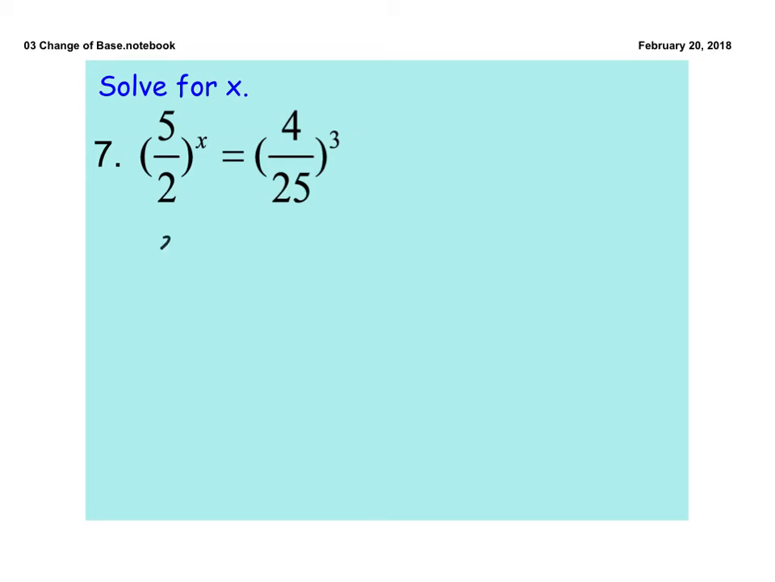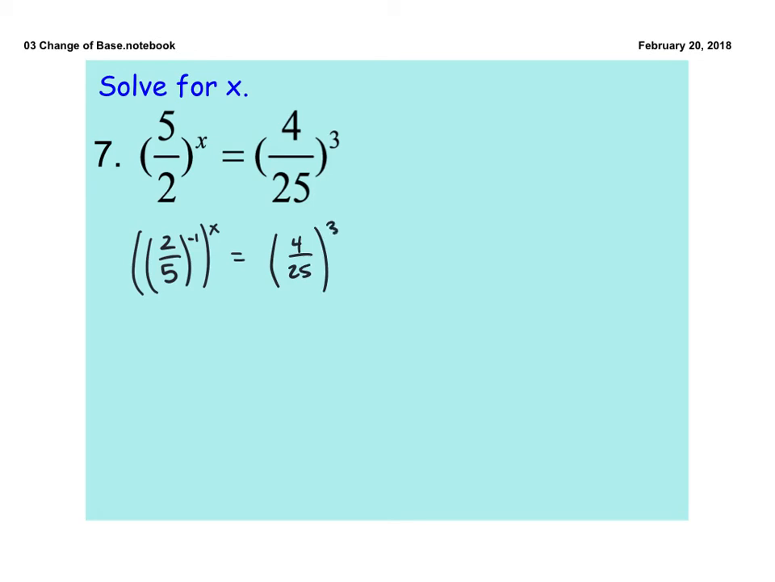So this is the first thing I'm going to do, I'm going to make this (2/5)^(-1) to the power of x. So remember, if I have 2/5 to the negative 1st, that's the same thing as 5/2, because of that negative exponent property. I'm going to leave this as (4/25)^3.